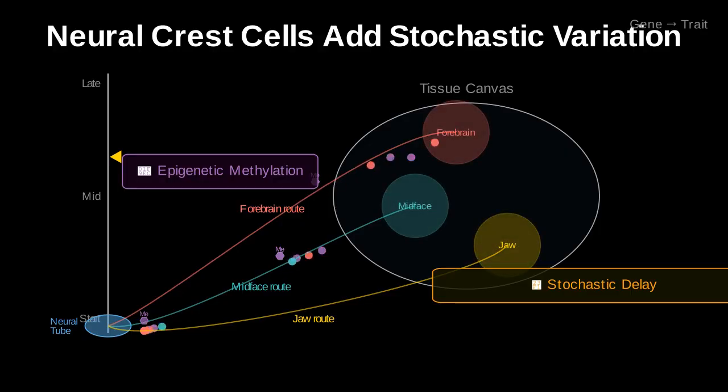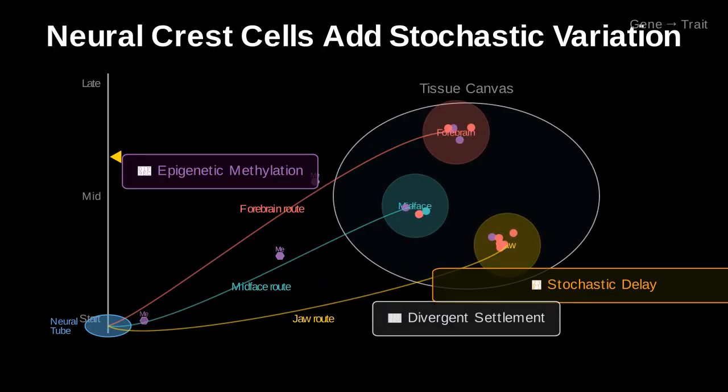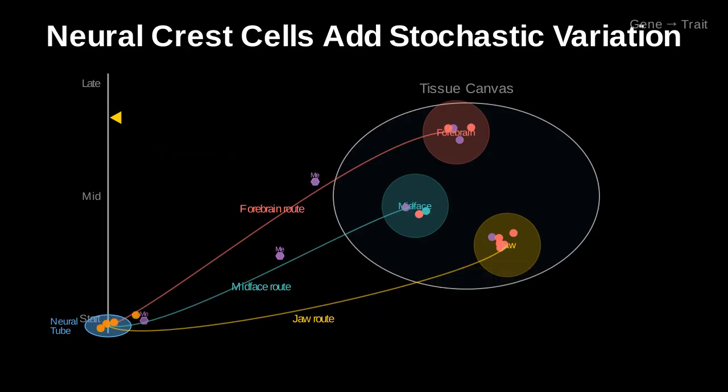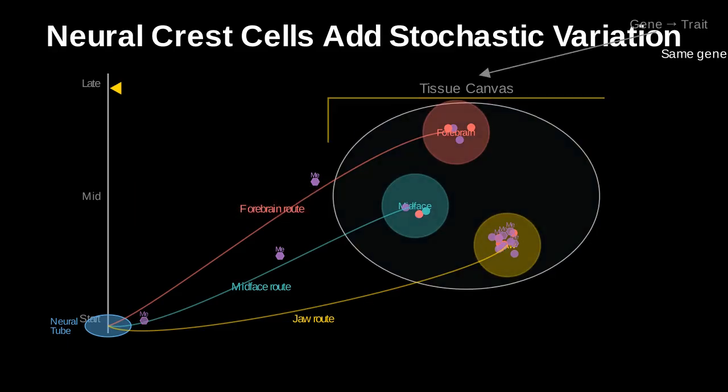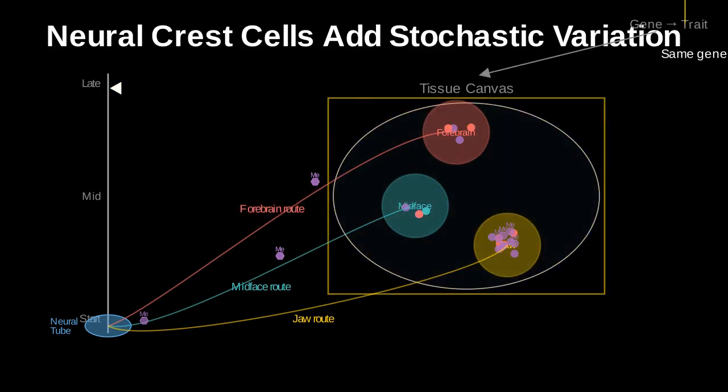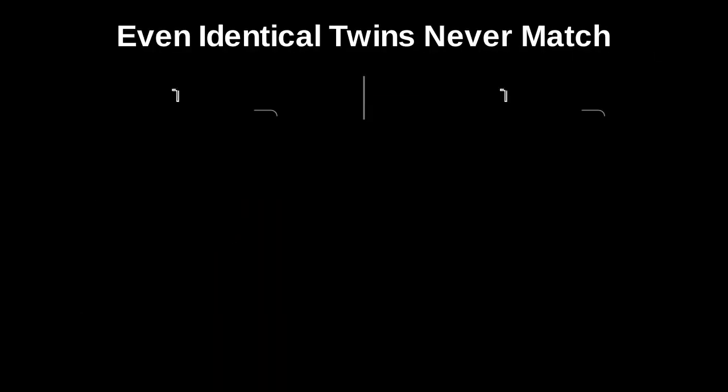As migration completes, cells settle into different tissue regions, forebrain, midface, and jaw, producing divergent outcomes from the same starting genome. Each added event, delays, methylation, variable migration paths, compounds the facial differences already forming during development. The same genes now produce visibly distinct tissue layouts. Development itself is a source of individual variation.